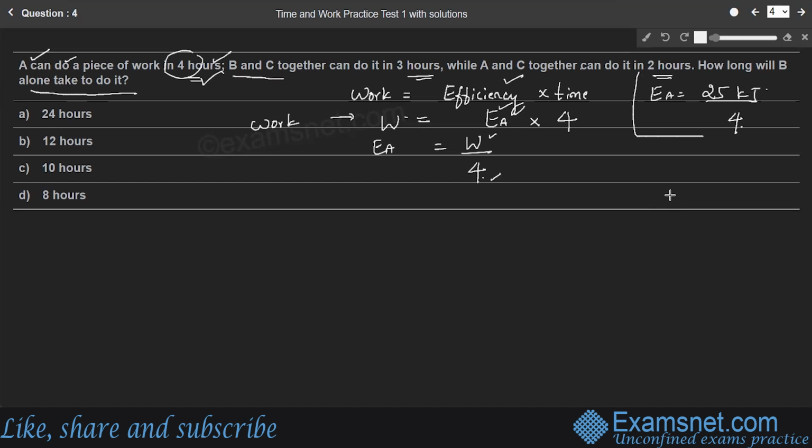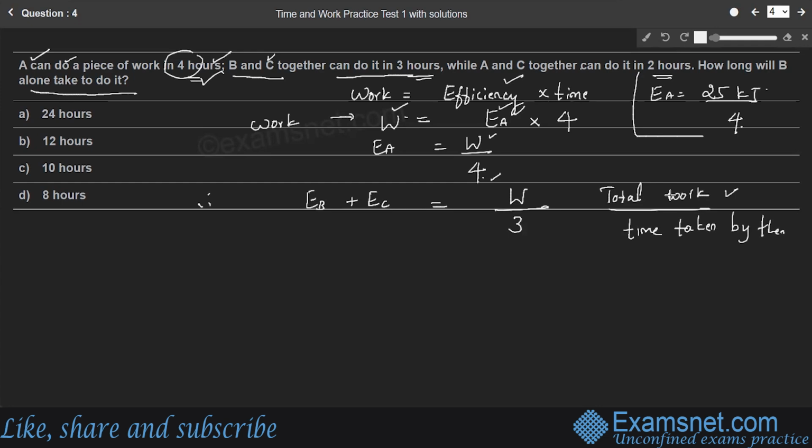It is also given that B and C together can do it in 3 hours. To complete the same work W, B and C together take 3 hours. Therefore, we'll take efficiency of B plus efficiency of C equal to total work divided by time taken by them, which is W by 3. W is the total work done by B and C, the same work done by A in 4 hours.